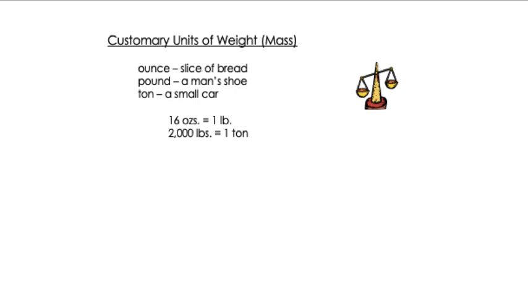Some examples of customary units of weight or mass: an ounce is the weight of 1 slice of bread. 1 pound is about the weight of 1 man's shoe. And 1 ton is the weight of a small car. And the measurements we're really going to be using are these two: 16 ounces is 1 pound, and 2,000 pounds makes 1 ton.